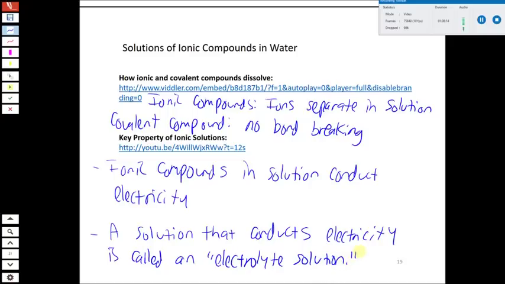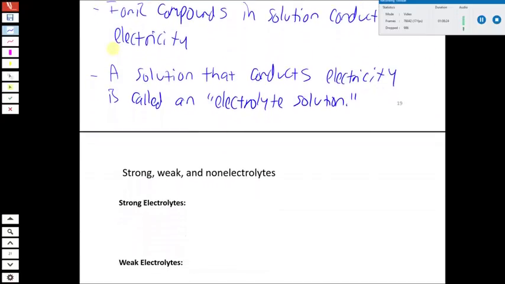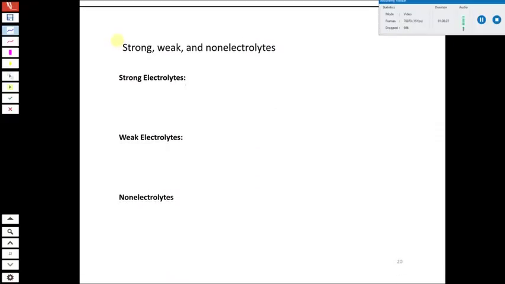Okay, so any solution that conducts electricity is called an electrolyte solution. Now, within these electrolyte solutions, we have two subcategories. So we have strong and weak electrolytes, and we also have substances that are non-electrolytes. Strong electrolytes: there are two categories of compounds that are classified as strong electrolytes. In the context of that video, those are the ones that conduct electricity really well. And these would be anything that's a soluble ionic compound.